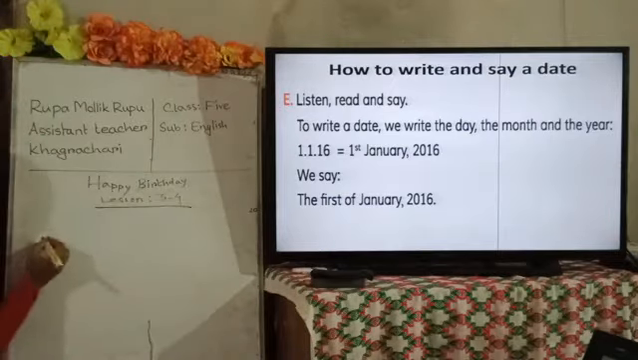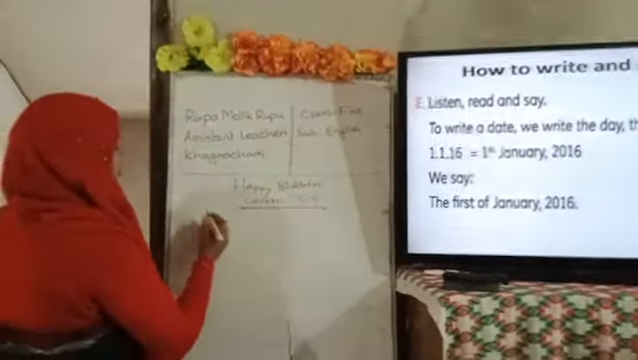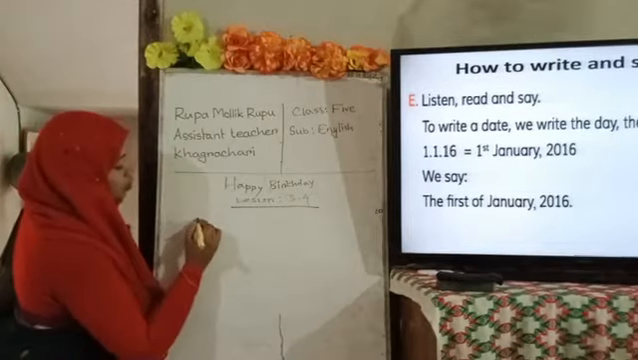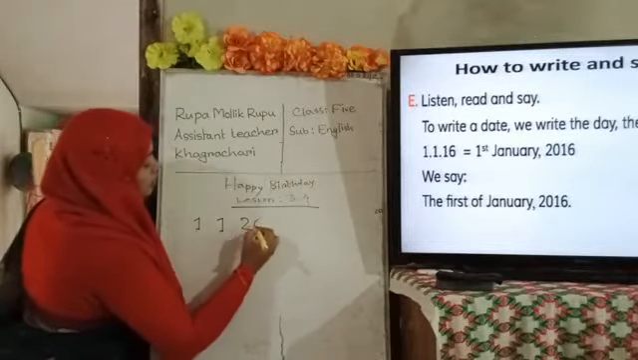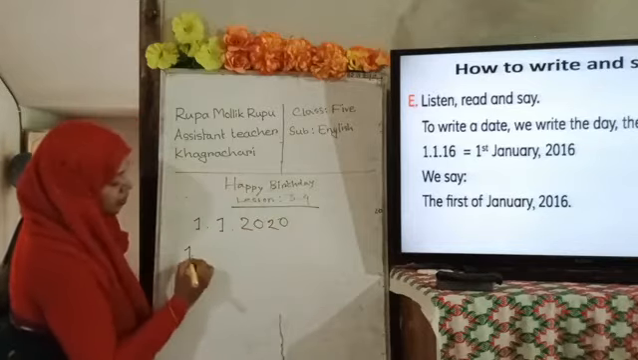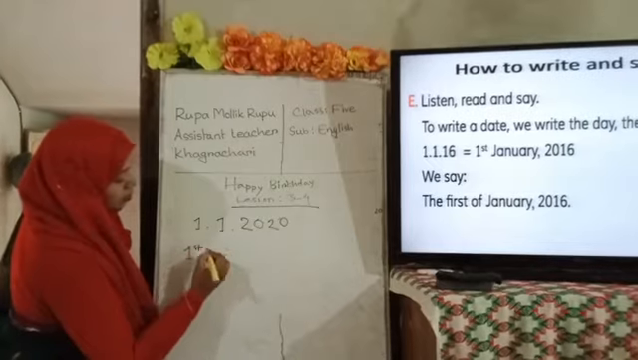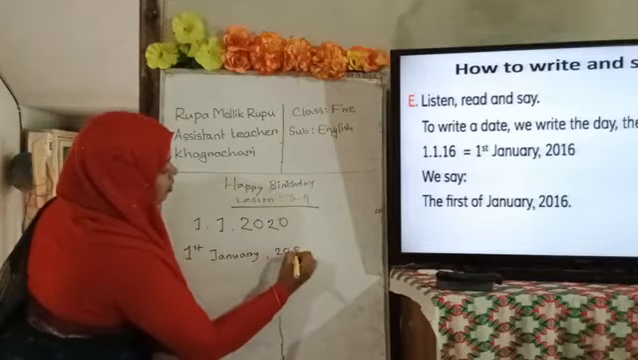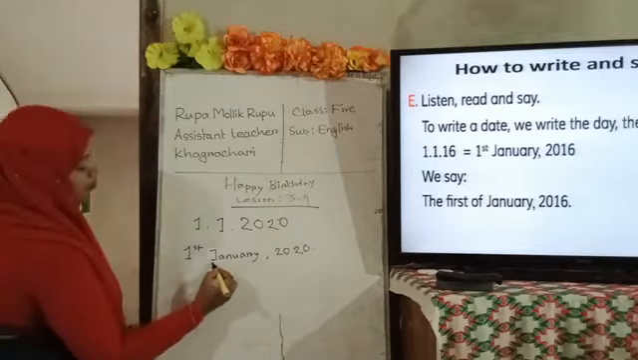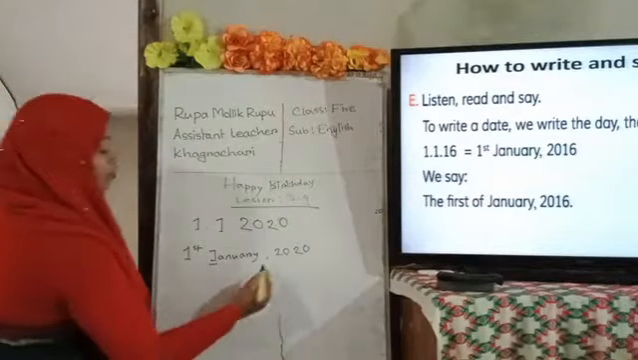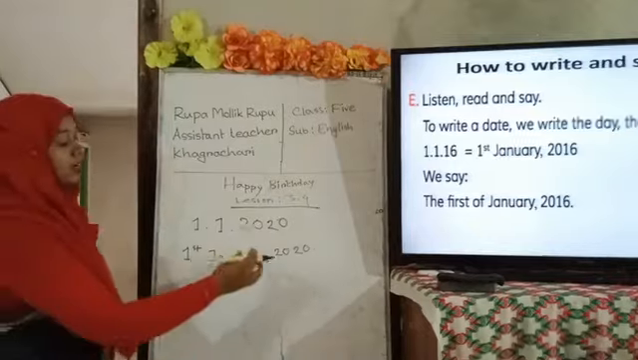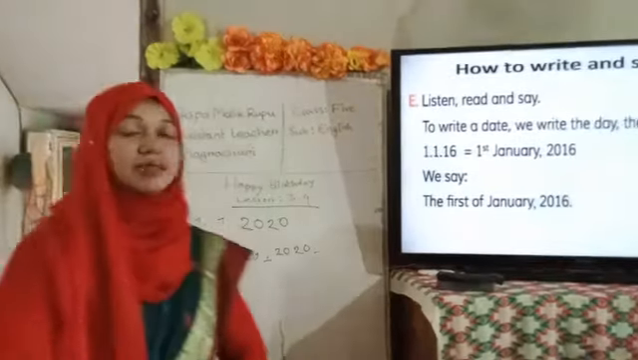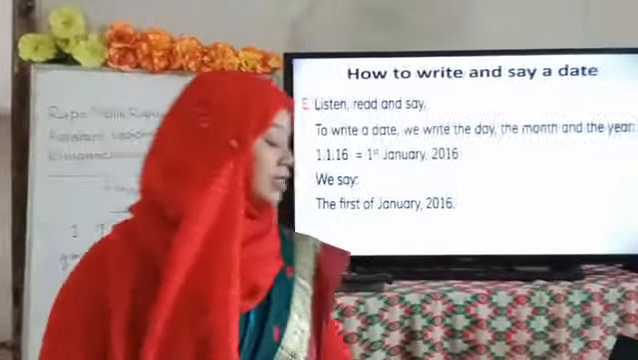Look, we can write any date. Suppose today, here is 1/1/16. We can write 1/1/2020. We can write it 1st January 2020, and we have to use a capital letter for January. We have to use a comma to separate January and 2020, and at last we have to use a full stop. Dear students, this is the system to write a date.